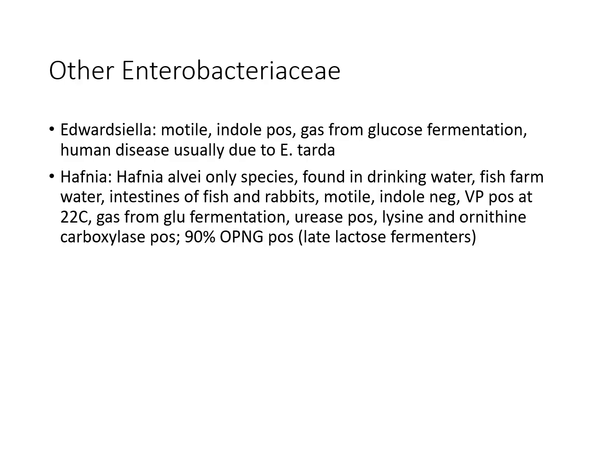Hafnia, so the only species that we really care about is Hafnia alvei. It is found in drinking water, fish farm water, and intestines of fish and rabbits. Its characteristics are that it's motile, indole negative, and Voges-Proskauer positive at 22 degrees Celsius. It produces gas from glucose fermentation. It is urease positive, lysine and ornithine decarboxylase positive, and 90% ONPG positive, which is a late lactose fermenter.